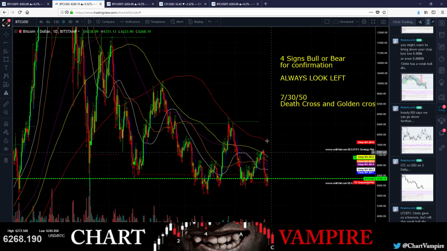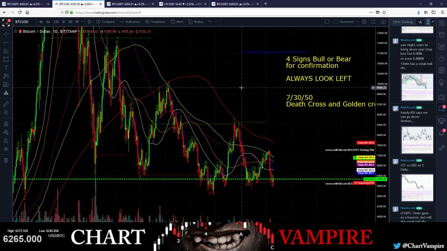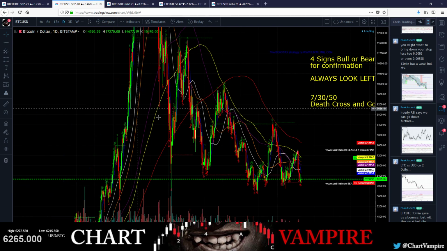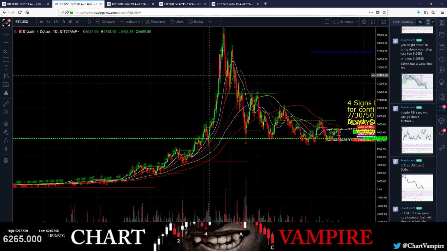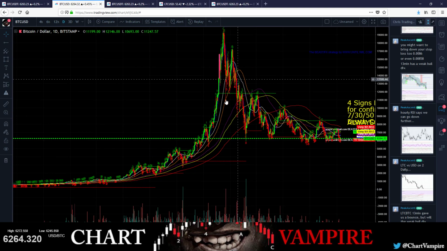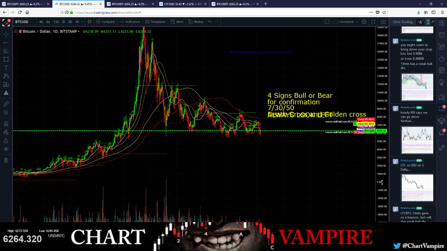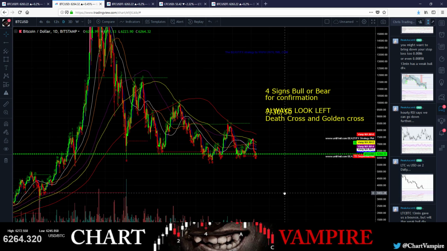I call it the yellow brick road. That's why it's yellow. And you can follow this all the way back to the beginning of time. And you can see, the last time we were above this, we ran above this for almost a year and a half, almost 2 years. We've been above it, all bullish. And this is a great bullish and bearish indicator.